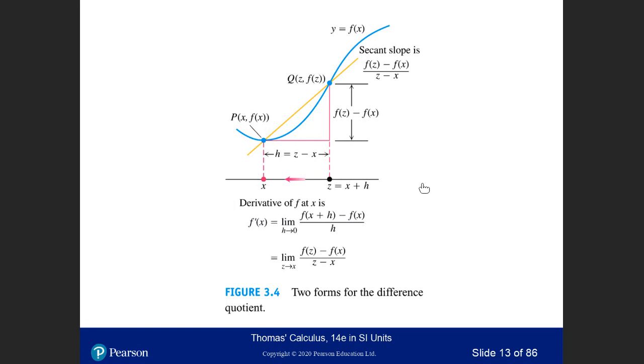There is another equivalent definition of the derivative at a certain point, or derivative as a function. You have the same here, you put h is equal to z minus x. So this is f of z minus f of x. And then you take the limit as z goes to x of f of z minus f of x over z minus x. That's the same thing.